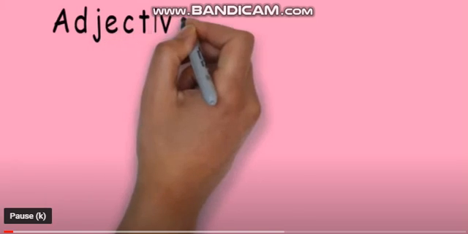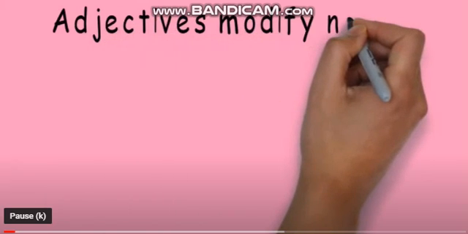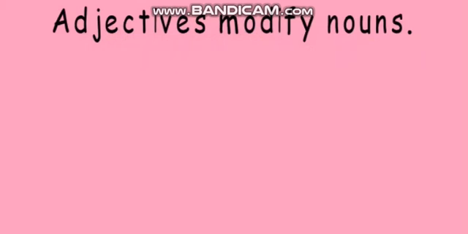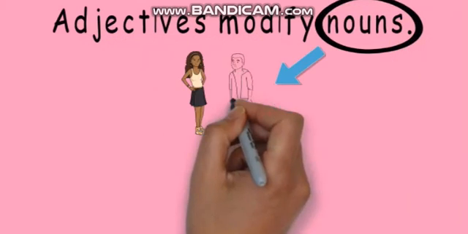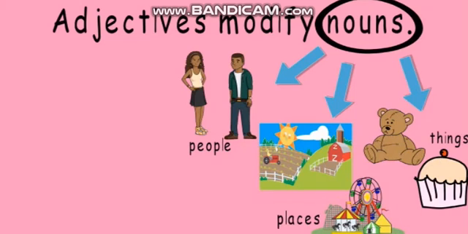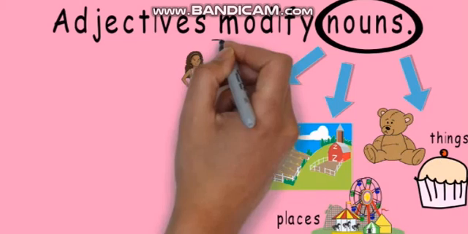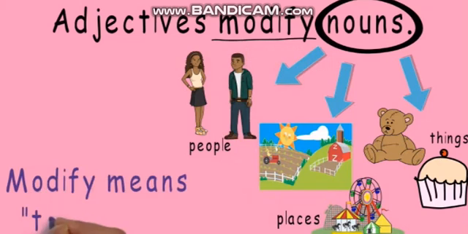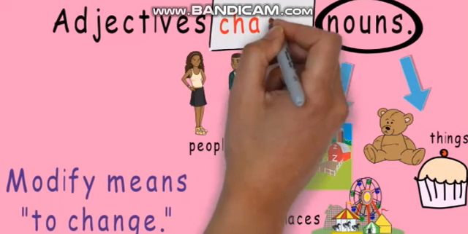Our today's lesson is about adjectives. Heard that adjectives modify nouns. You know that nouns include the people, places, and things we read, speak, and write about. The word modify means to change something in some way. So adjectives change nouns.